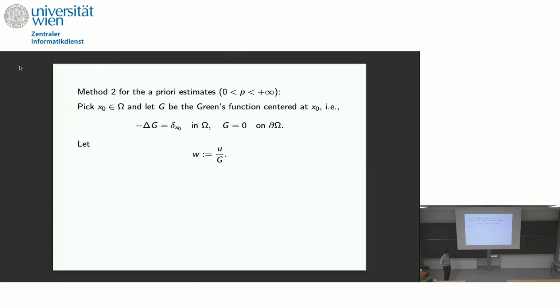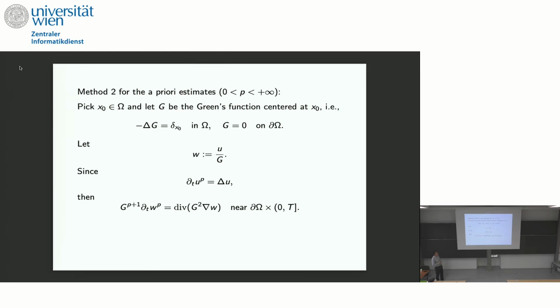So we use a different approach. What we do is, we pick a point in Omega, and let G be the Green function at that point. Again, remember, inside is already smooth. We only need the regularity near the boundary. And then this Green function will be comparable to the distance. Then we think of the ratio, w is u over this Green function.